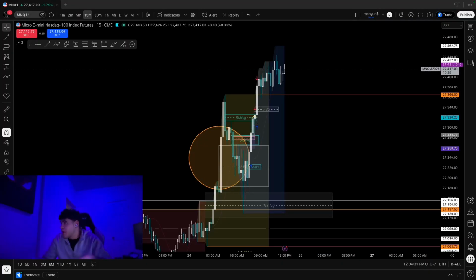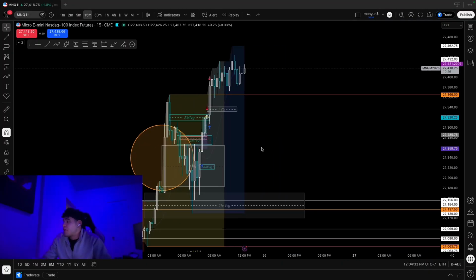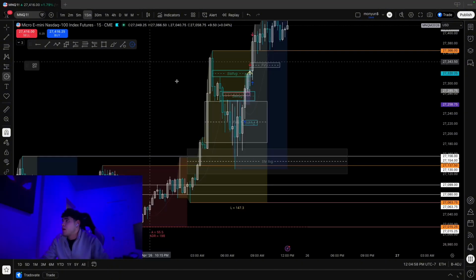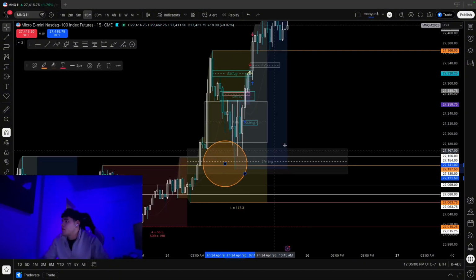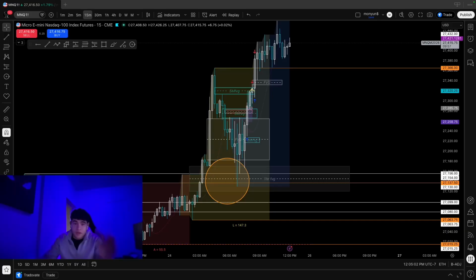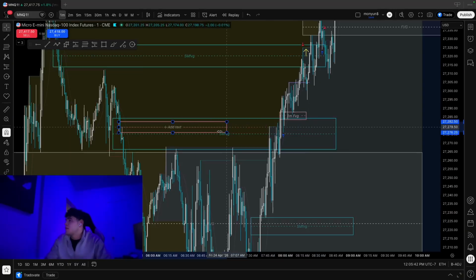Alright, y'all, going back to my trade for today, after we get the bias for the day and we got our first liquidity sweep down here, we want to start looking for an entry. So we want to go to our 1 minute time frame. You can see that price gave us this 1 minute fair value gap right here.